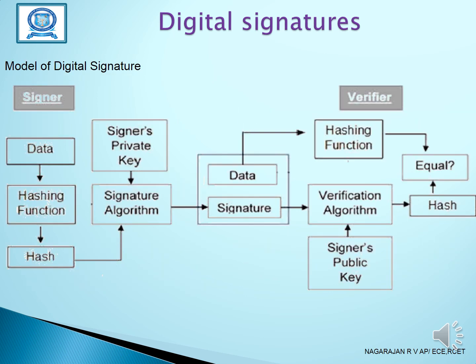This is a model of a digital signature. On the signer side, we have the data, which is passed through a hashing function. The hash is given to a signature algorithm, which uses the separate private key of the signer, and the signature is given along with the data to the verifier. If the hash values are equal, the verification algorithm is used with the corresponding public key.